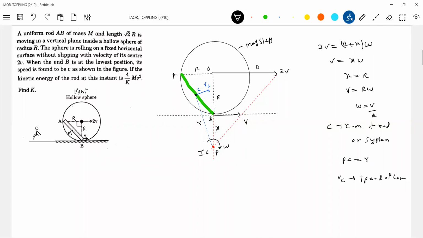How will this whole system appear? If you stand on the ground, the whole system will appear to rotate with angular velocity omega about the center of mass. So, what you will see, I think I'll give one small diagram.